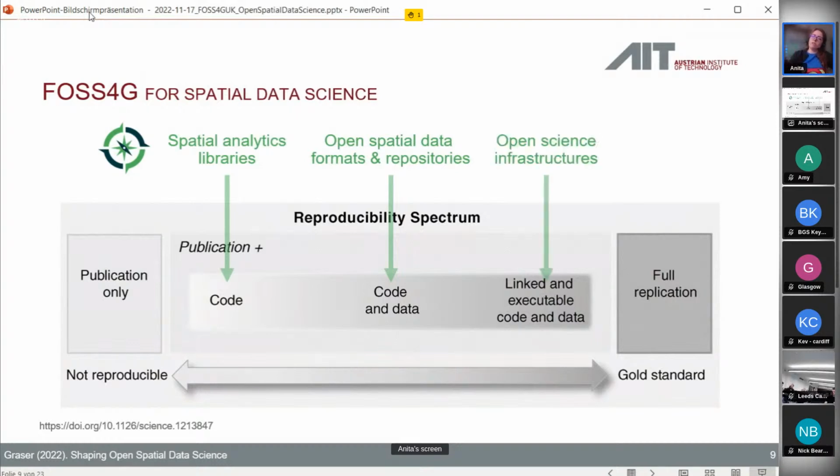And on the more right-hand side, where we want to have linked executable code and data, I think that's where OSGeo could play a role in open science infrastructures, places where you actually get analytics as a service. These could or are already to some degree enabled by, of course, open source software, including OSGeo software.